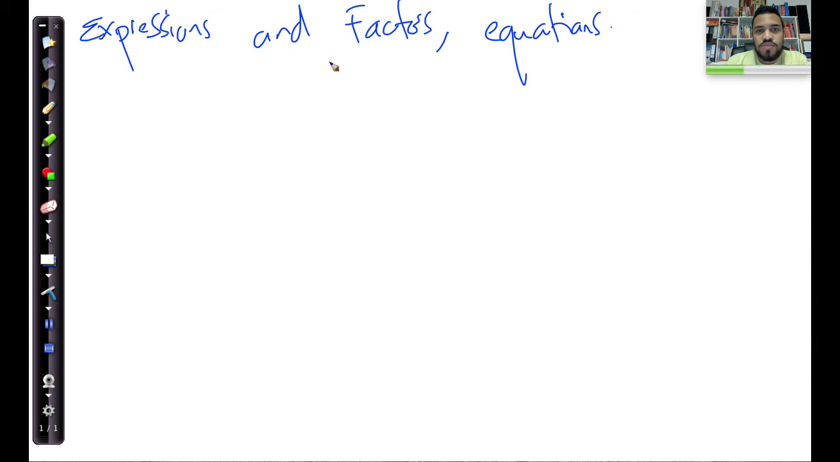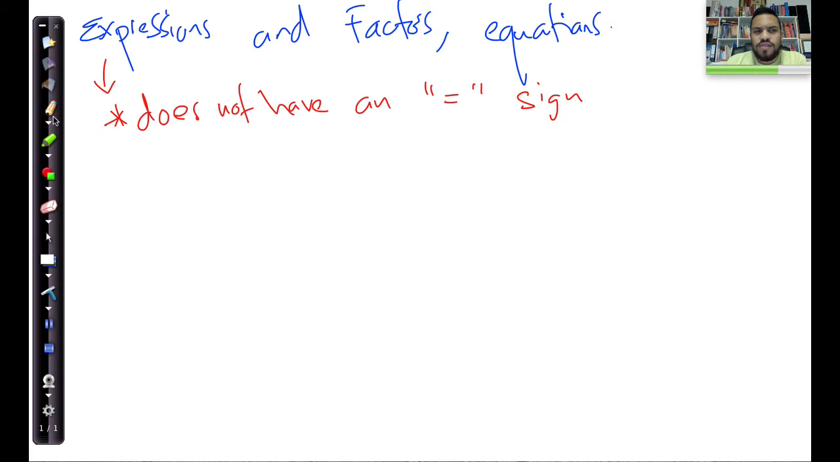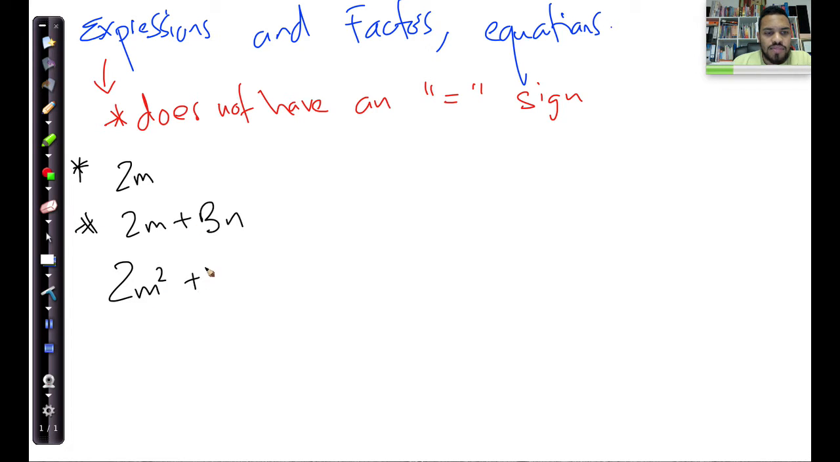Now, algebraic expressions are very important because they differ from equations. Firstly, an expression does not have an equals sign. Let's look at a few examples. I'll put our first example there: 2m is an algebraic expression. Similarly, 2m plus 3n is also an algebraic expression. And let's do another one: 2m squared plus 4m minus 6. That's also an algebraic expression.